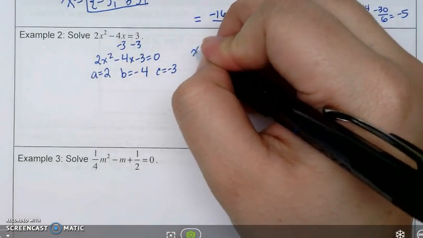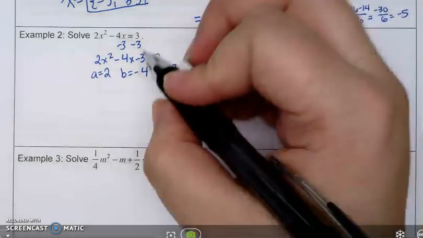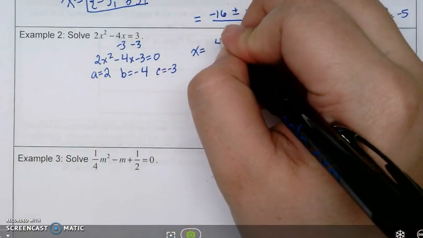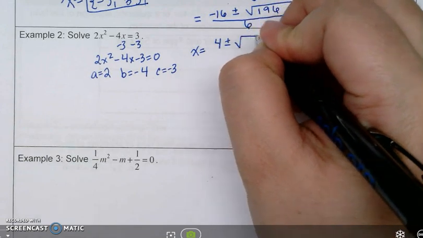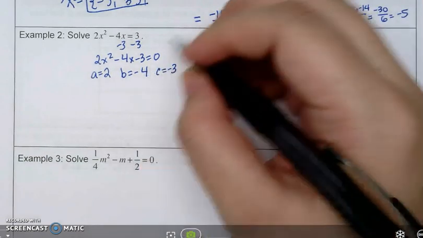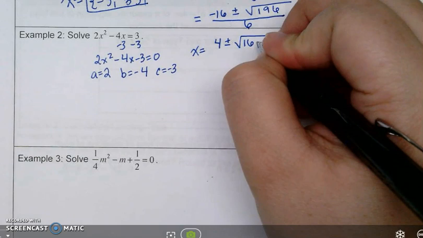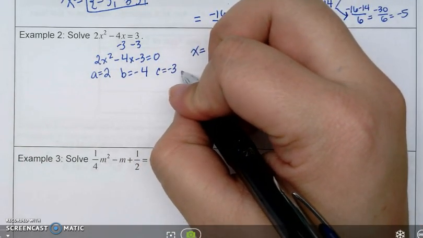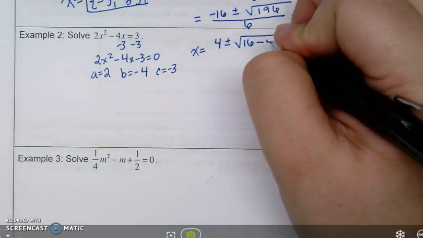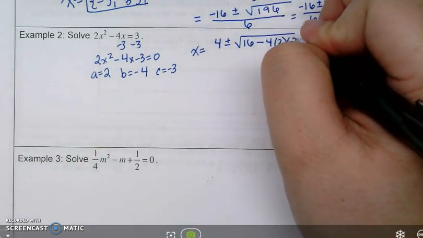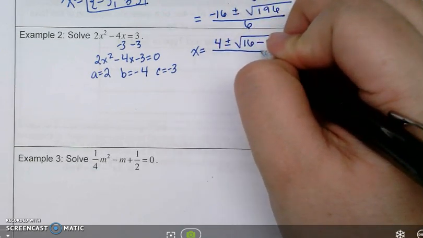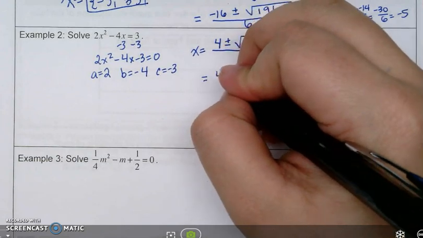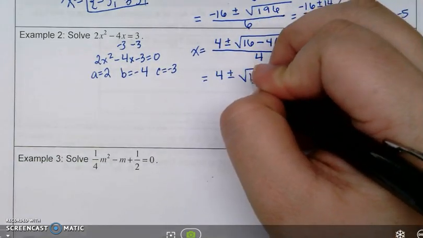So I find x equals the opposite of b, so negative b. b is already negative, so its opposite is positive 4 plus or minus the square root of b squared, negative 4 times negative 4 is 16, minus 4 times 2 is 8, times negative 3. Well, minus, let me write it, 4 times 2 times negative 3, divided by 2 times 2 is 4. So I have 4 plus or minus the square root of 16.